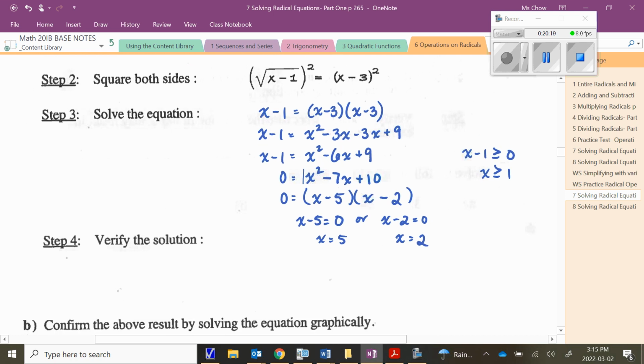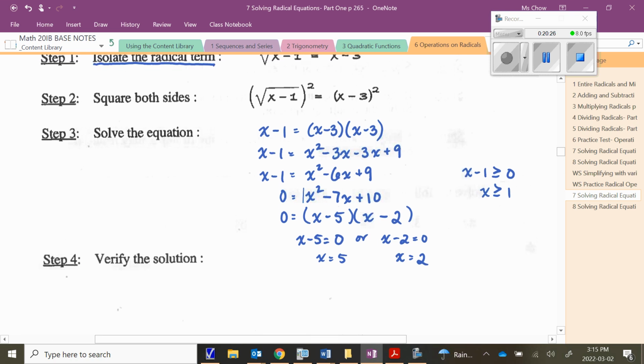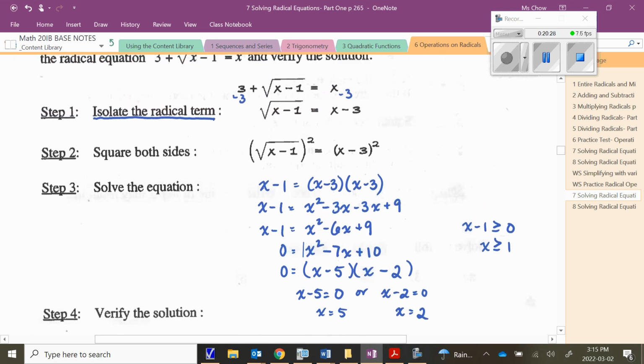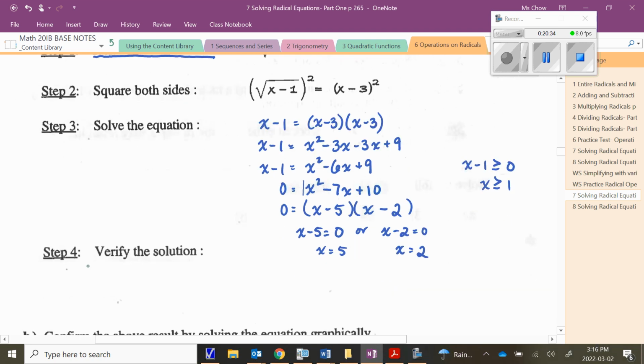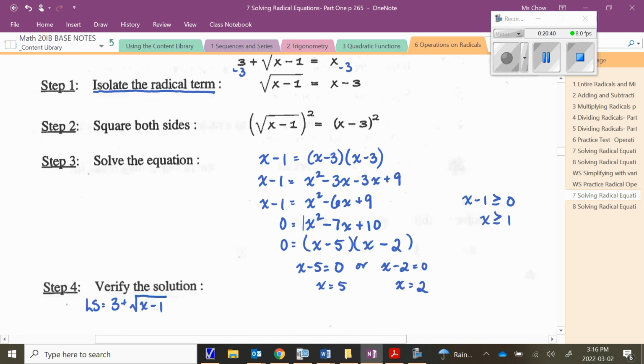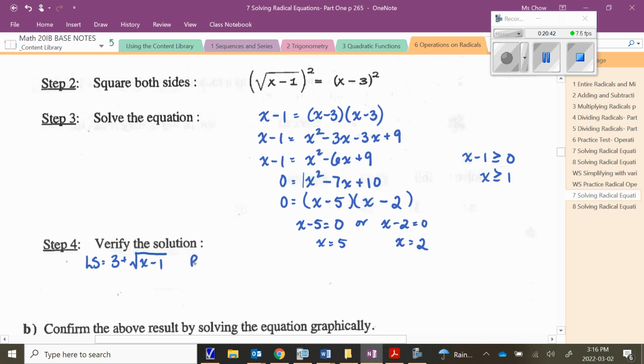So let's verify then. To verify for x equals 5, we'll substitute that in, and you always, always, always want to go back to our original equation. So our left side is equal to 3 plus the square root of x minus 1, and the right side is simply x.